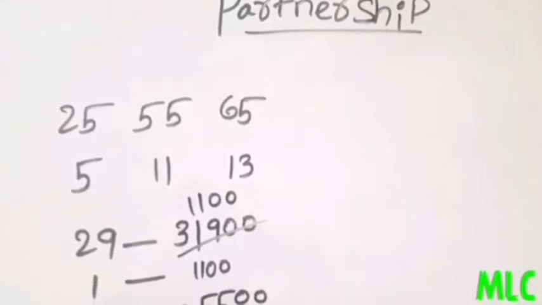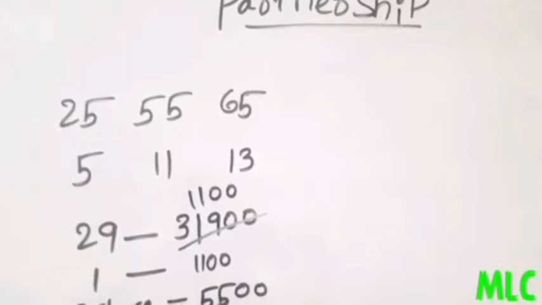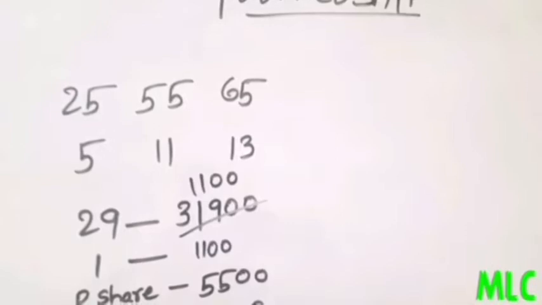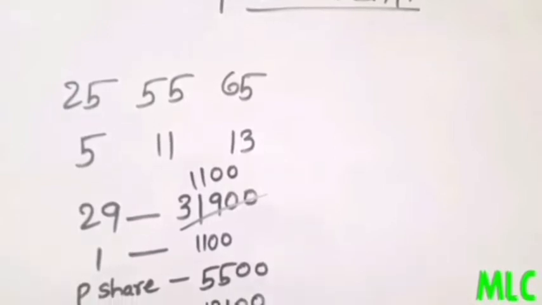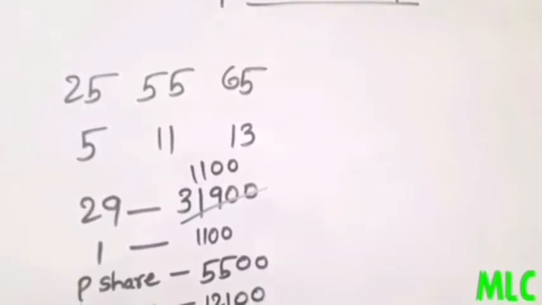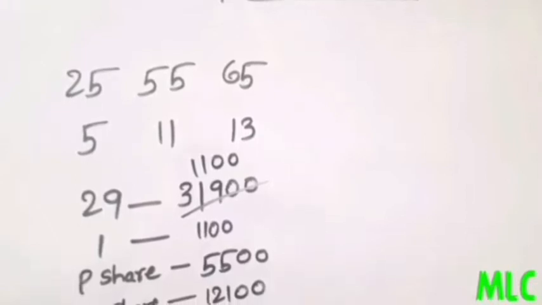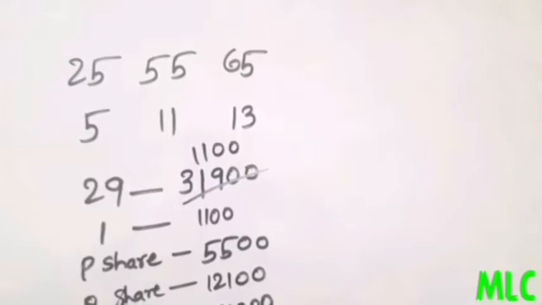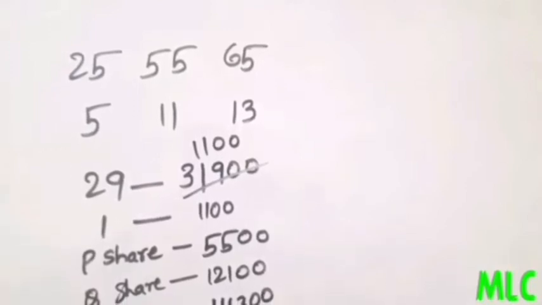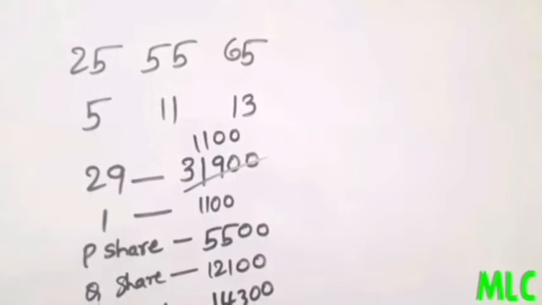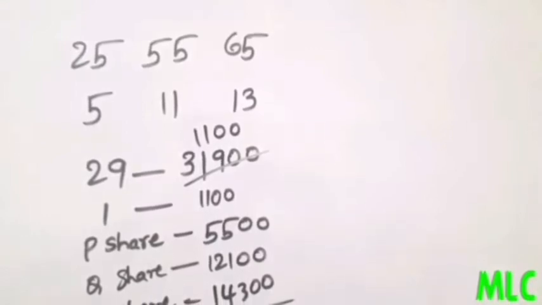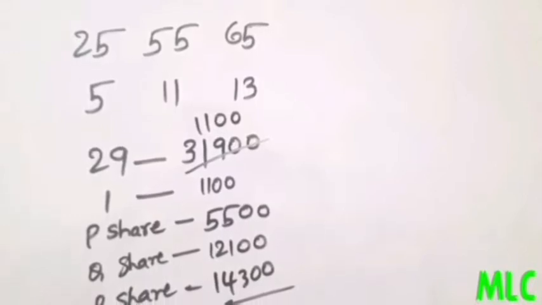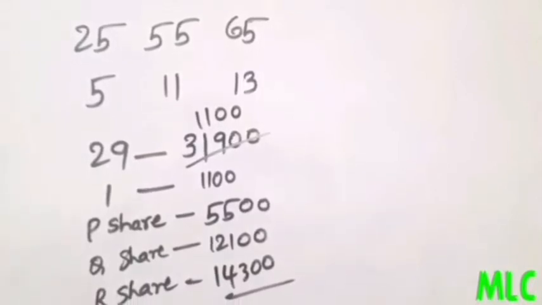Okay, so let's do it easily. In the previous question, we neglected the zeros and wrote the ratio here: 25, 55, 65. These are PQR. So the ratio after the cancellation is 5:11:13. After we add 5 plus 11 plus 13 we get 29. So 29 parts is given in the question itself: 29 parts is 31,900. So we have to calculate one part. One part is 1100, and PQR we can easily find. So this is the PQR share.